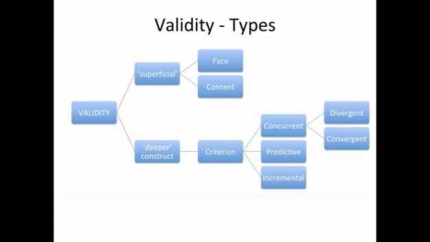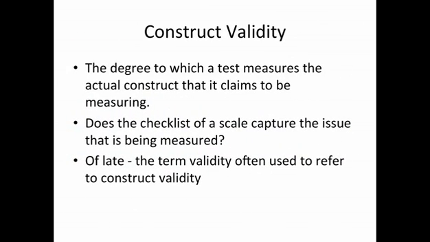Let us now consider the various types of validity. We can examine validity in a superficial manner or in a deeper fashion using statistical approaches. Superficial methods include face and content validity. Deeper examination requires a criterion for comparison. This can be further divided into concurrent, predictive, or incremental validity. The term construct validity refers to the degree to which a test measures the actual construct that it claims to be measuring. For example, does the checklist of a scale capture the issue that is being measured? Of late, the term validity is commonly used as a substitute to mean construct validity.